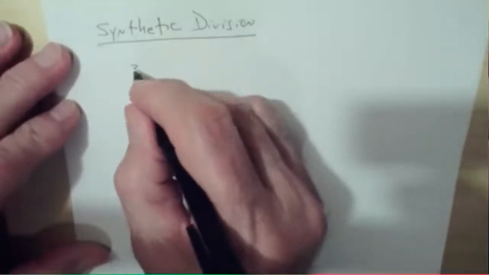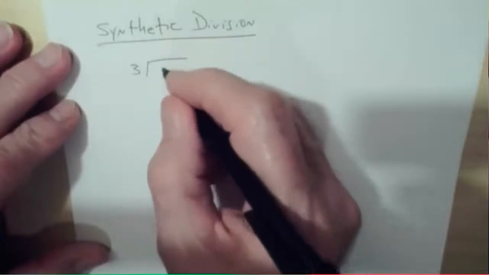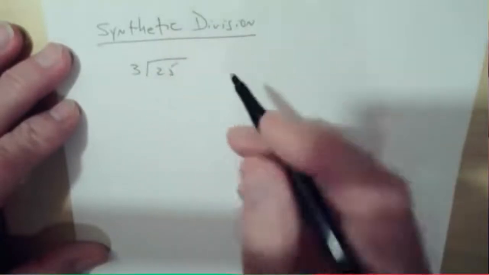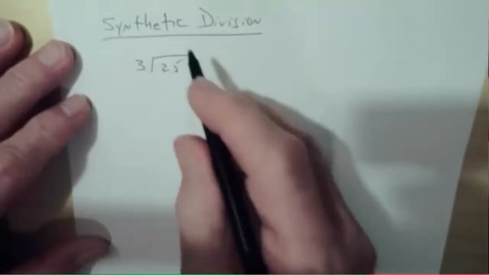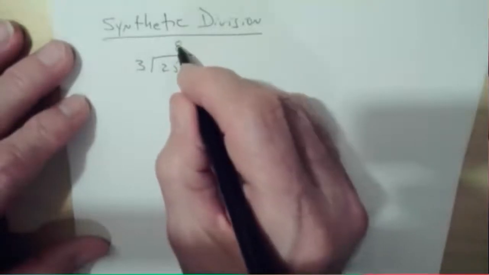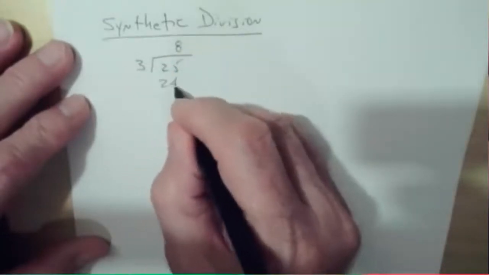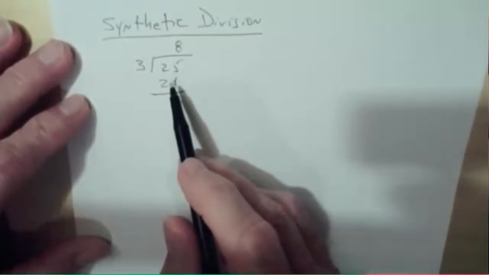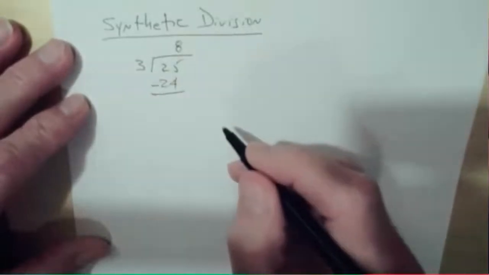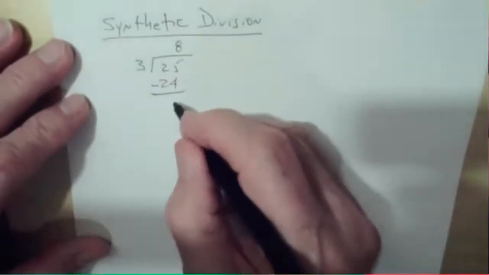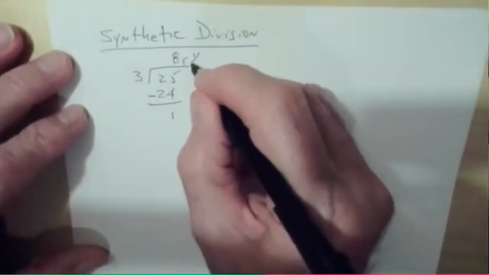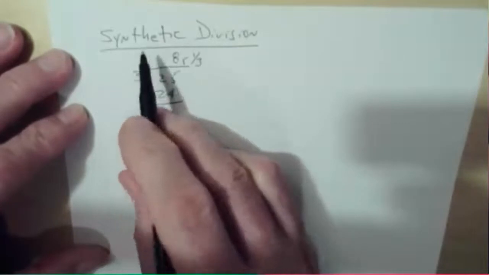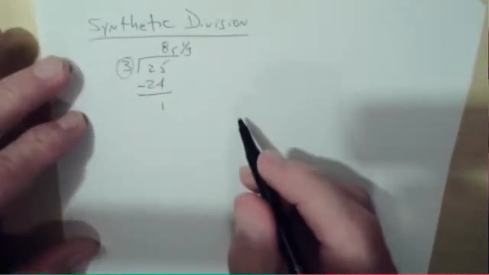3 divided into 25. 3 won't go into 2, right? But it will go into 25 8 times. 8 times 3 is 24. Now remember, at this point, we change the sign, or we subtract, with 1 left over. And our remainder is 1 over the divisor, which is 3.